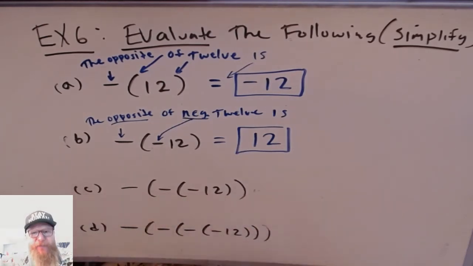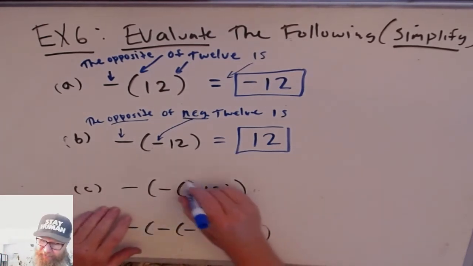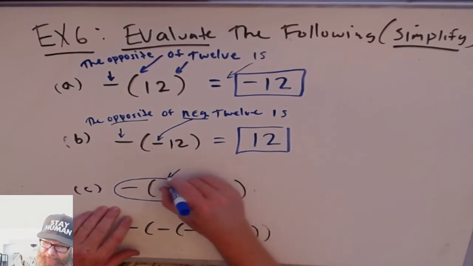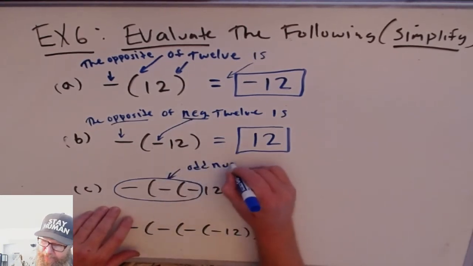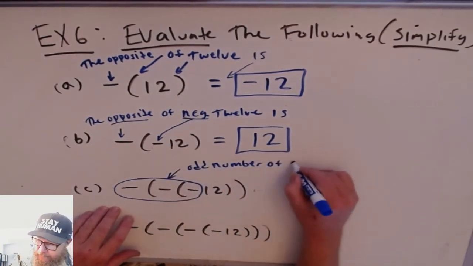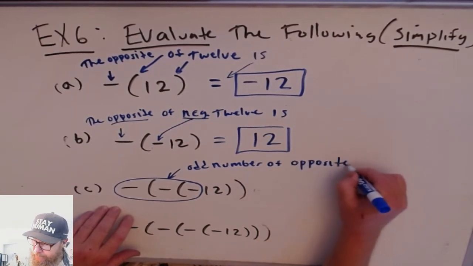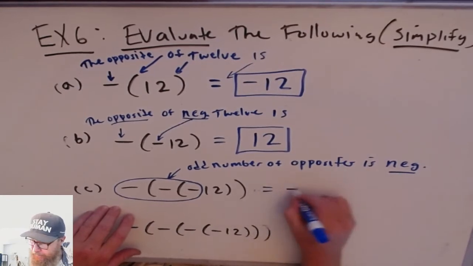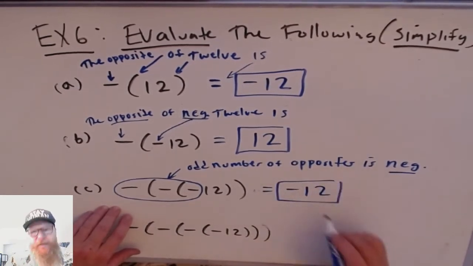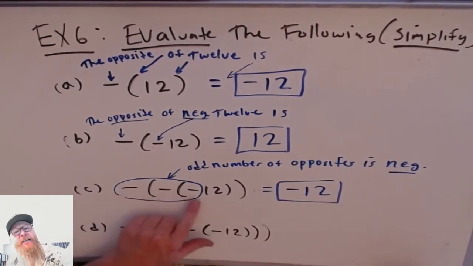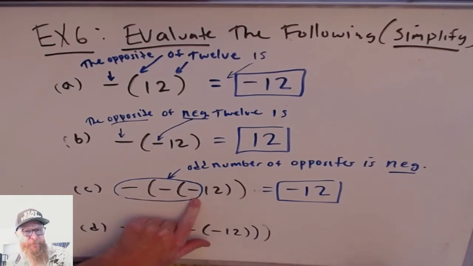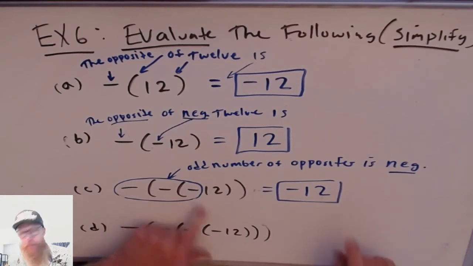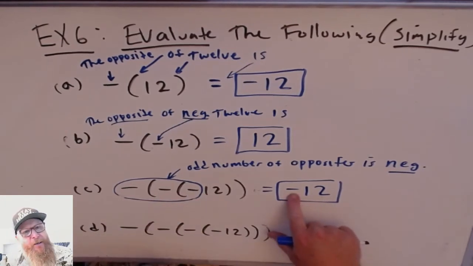So now we have more than one opposite. We just count the number of opposites. So if there's an odd number of opposites, that will be a negative. It's the opposite of the opposite of the opposite. So it's like you've gone backwards 3 times. Now you're right back where you started. It's like you went down, up, down.